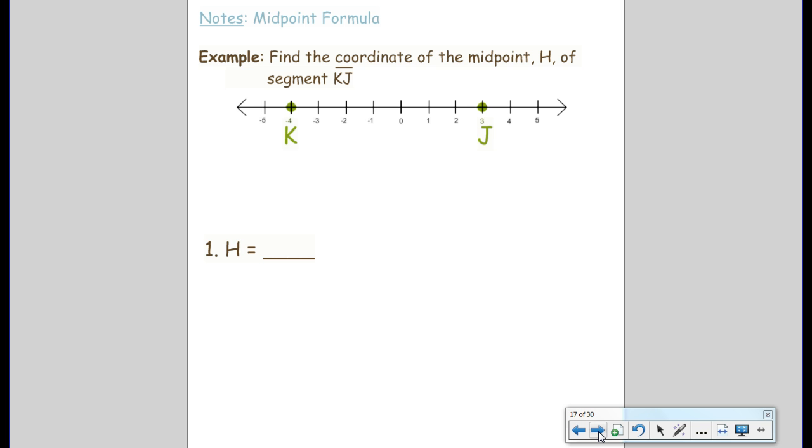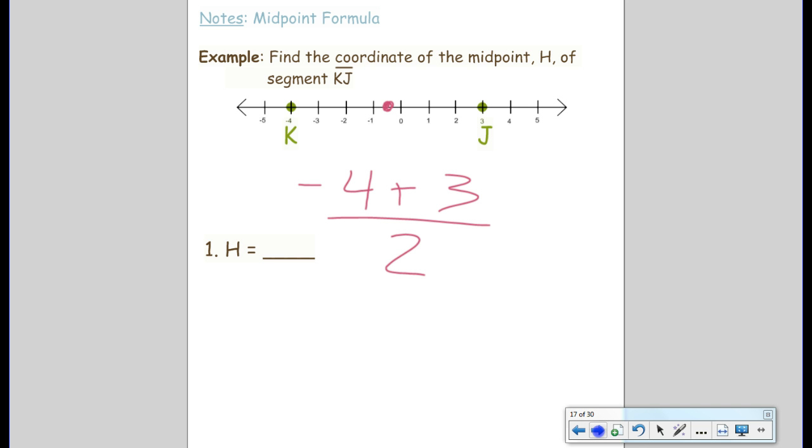All right, find the midpoint of KJ. What is the middle of KJ? I'm going to call on Lillian. What's the middle? Negative 0.5, so negative 1/2. Is that point equidistant from K and J? Should be, because you do negative 4 plus 3, and you divide by 2. What is negative 4 plus 3?